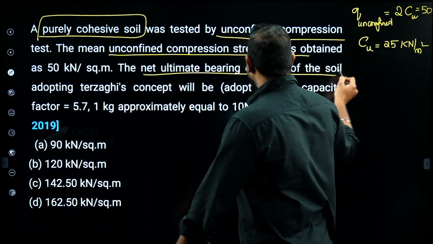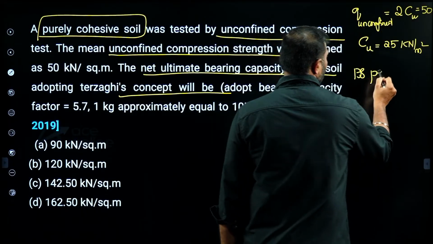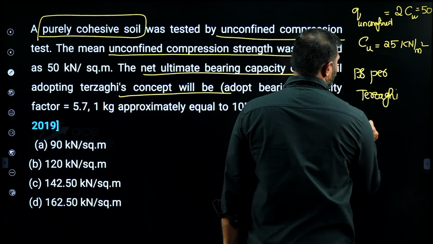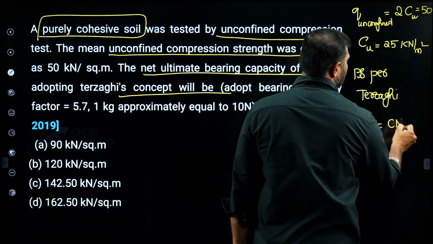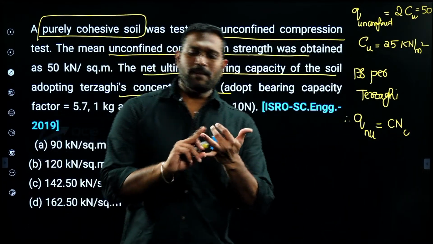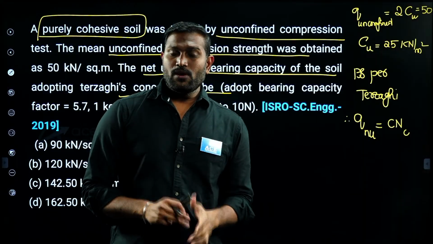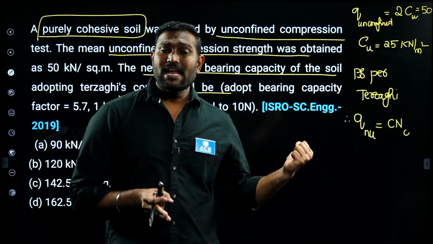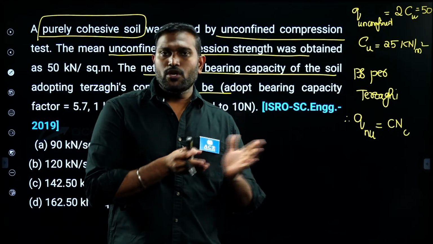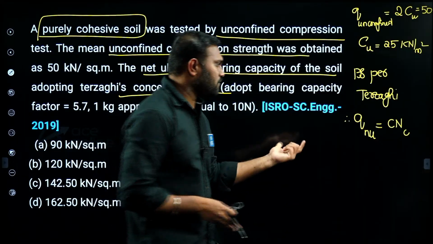What is the net ultimate bearing capacity of a soil adopting Terzaghi's concept? As per Terzaghi, the net ultimate bearing capacity is simply cNc, my dear. As per Terzaghi, bearing capacity is cohesion effect plus surcharge plus width effect. In the case of clay, width effect is neglected. Then only cohesion plus surcharge. But if they are asking about net ultimate, net ultimate is equal to ultimate minus self weight. So out of the ultimate you remove the surcharge also, then what is only left over? Cohesion effect, which is cNc.